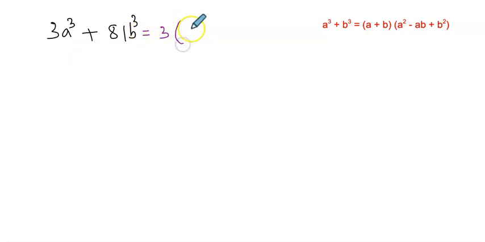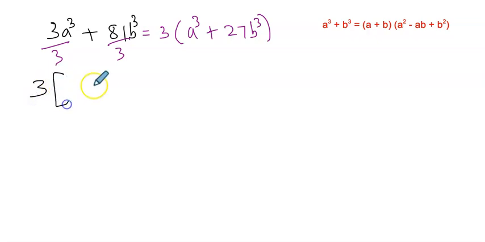3 is taken out, leaving behind a cube plus, see, this divided by 3, that also divided by 3. 81 divided by 3 is 27 and b cube. Let us try to rewrite in this form of sum of the cubes, right? In this binomial, I have 3 times a cube plus 27.